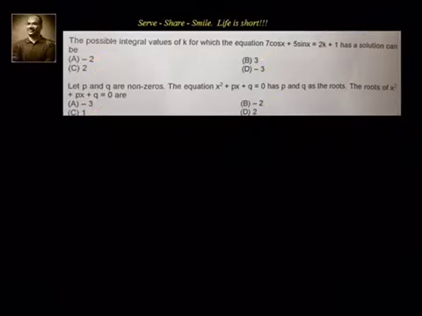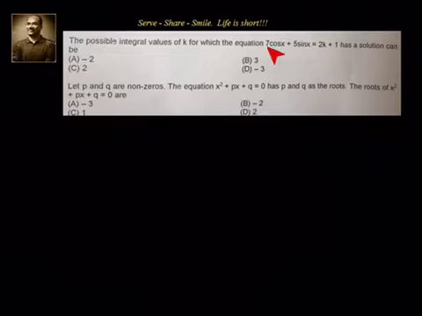Let us look at this couple of problems, JEE 2017 paper 2, problem numbers 29 and 30. So let's look at the first one. We have to find out the possible integral values of k for which the equation 7 cos x plus 5 sin x equal to 2k plus 1 has a solution. So what will be the values of k?